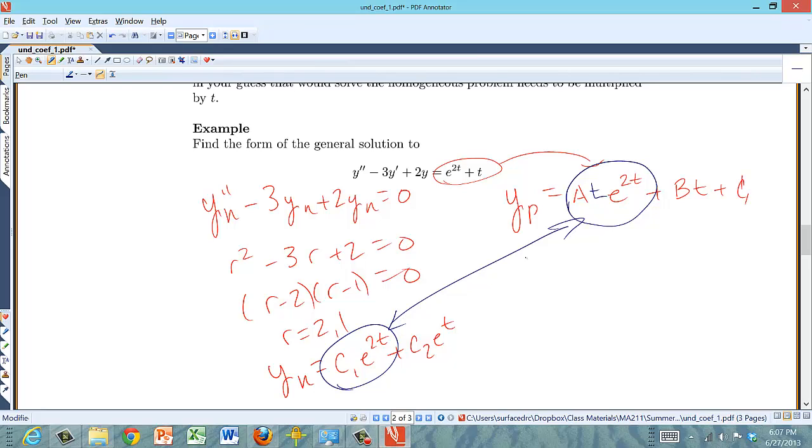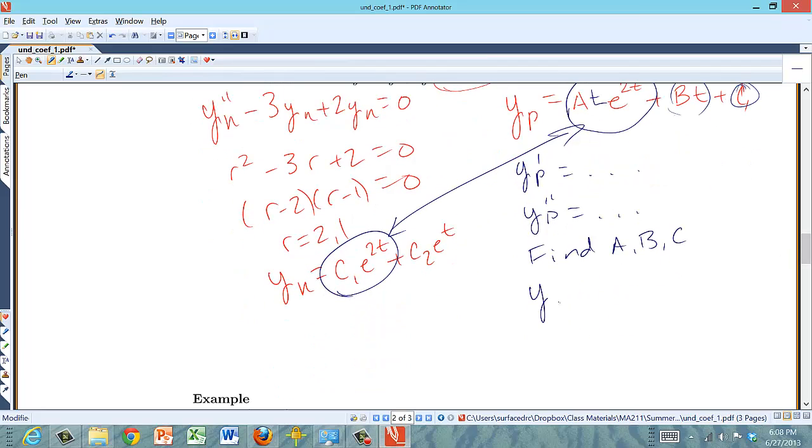Okay? And so now this is my initial guess. Look, b times t, that won't solve the homogeneous equation. C won't solve the homogeneous equation. So you don't have to multiply them by anything. Only this e to the 2t term. So now this is a proper guess at the solution to the inhomogeneous problem. I'd calculate y_p prime. I'd calculate y_p double prime. I'd find A, B, and C, and it would work.